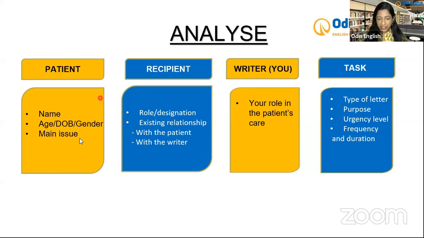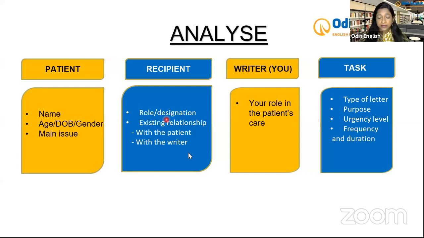Then the recipient or the reader, the person to whom you are writing. Look at the recipient's role or designation. You don't have to look at the person's name or anything like that. Just look at what that person's role is. How is that person going to be involved in the patient's care? Is he a doctor? Is he a specialist? Is he a nurse? If he's a nurse, is he a community nurse or a nurse at the hospital? Is it an occupational therapist? Whatever, you have to first find out who the recipient is, because a lot of things that will come ahead will be totally dependent upon the recipient.